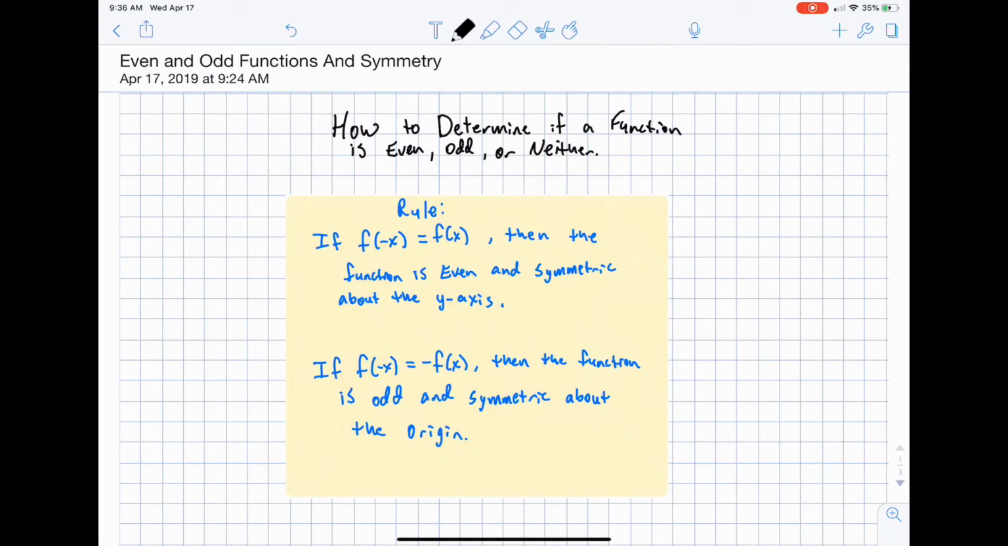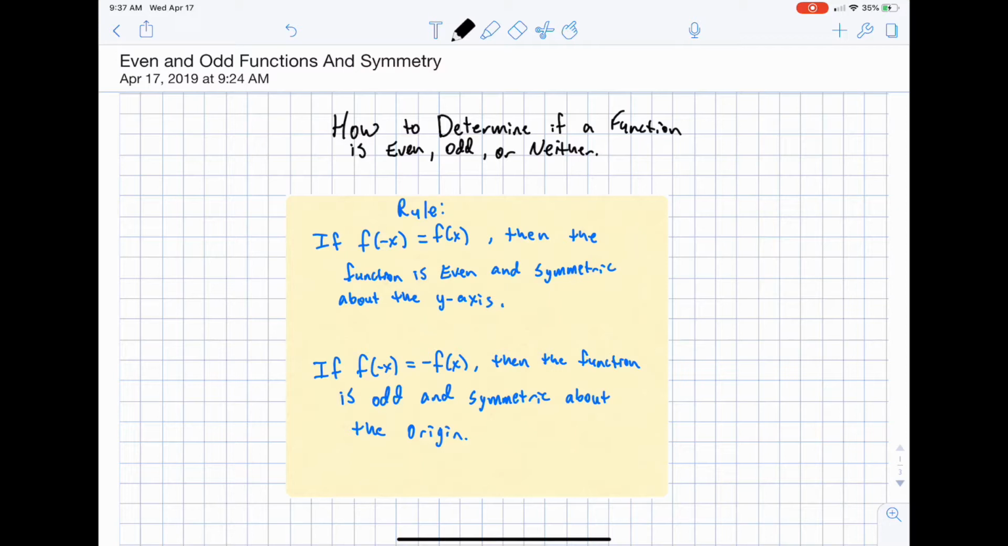All right, I'm going to look at how to determine if a function is even, odd, or neither. So here are the rules that we have. If for our function f of x, we find f of negative x, and it equals our original function f of x, then the function is even, and it's going to be symmetric about the y-axis.